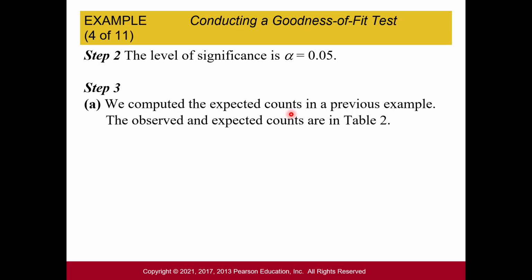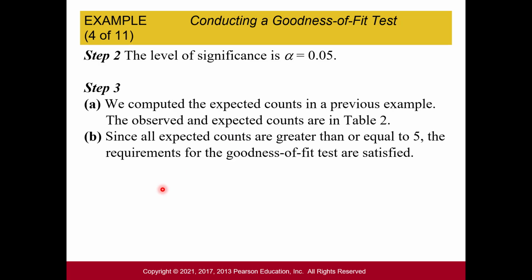We already computed our expected counts previously, and we have them in our table. Step 3b is satisfied because, remember, all the expected counts had to be greater than or equal to 1, but they're all at least 5. Also, no more than 20% could be less than 5. Because they're all greater than 5, it satisfies both 1 and 2 from step 3b.